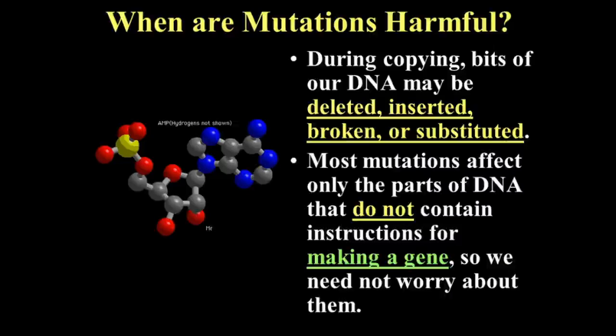Most of the mutations affect only the parts of DNA that do not contain instructions for making genes. It means generally the DNA segment present on the chromosome is not all coding for proteins. Those non-coding areas which undergo mutations do not affect the organism. But when the coding area, where the DNA segment is coding for a particular gene, is mutated, then it becomes a problem. So for the DNA in non-coding areas which undergoes mutation, we need not worry about them.